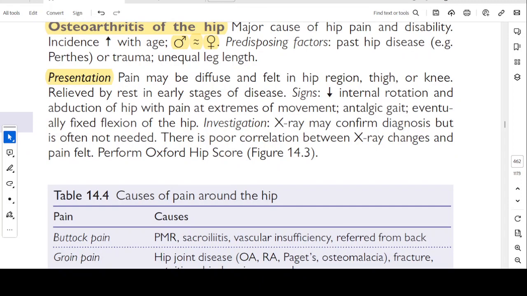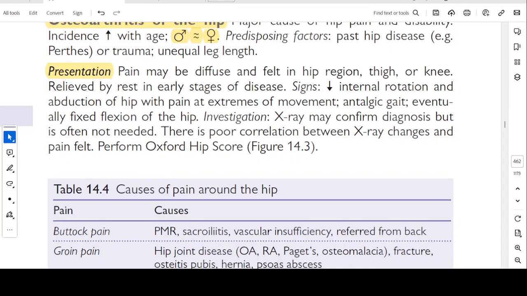felt in the hip region, thigh or knee, relieved by rest in the early stages of disease. Signs: reduction in internal rotation and abduction of the hip with pain at extremes of movement, antalgic gait, eventually fixed flexion of the hip.